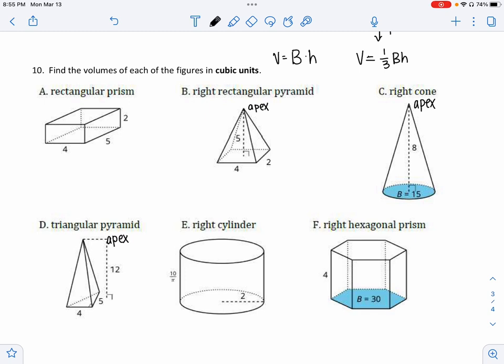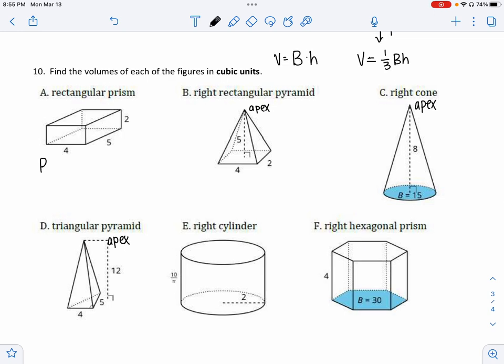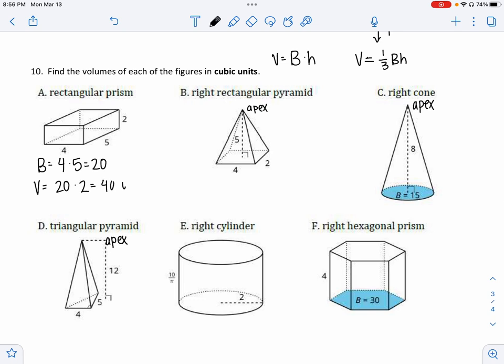That just means that as we take these cross sections, they get smaller and smaller and eventually go to a point, where on this rectangular prism, as we take the cross sections, they stay as that rectangle. They stay consistent. So this first one, the area of the base, if we take the base as 4 times 5, that's going to equal 20. And so the volume is going to equal 20 times the height of 2, which equals 40 cubic units.